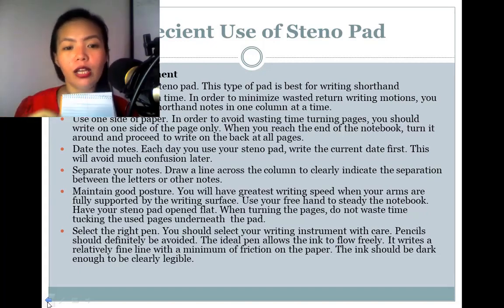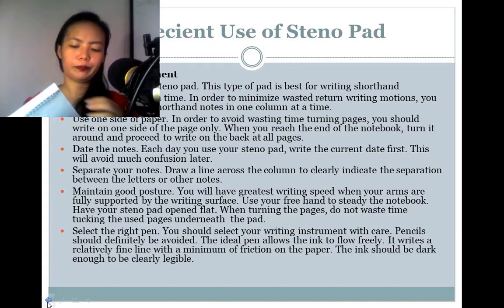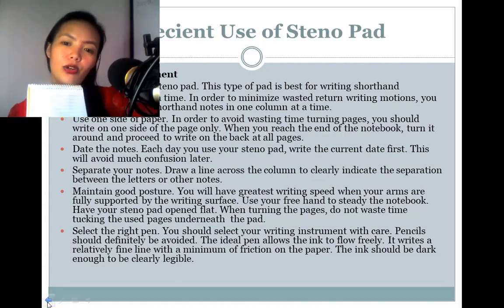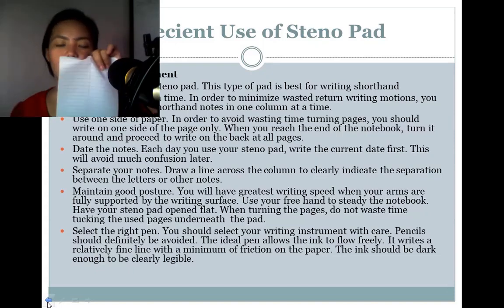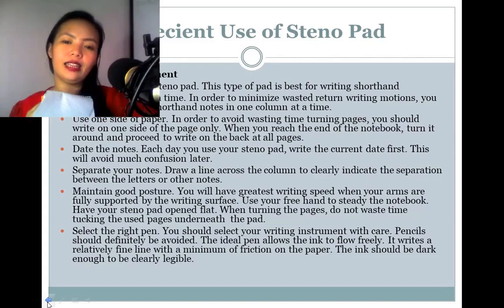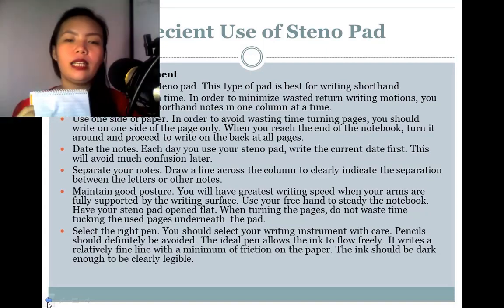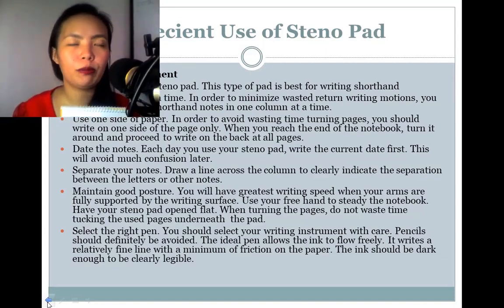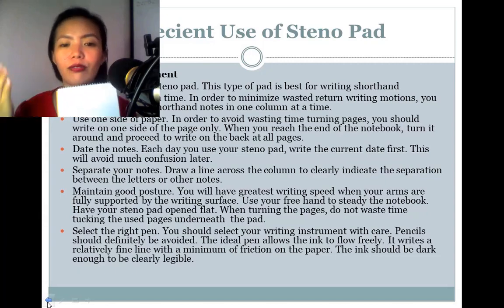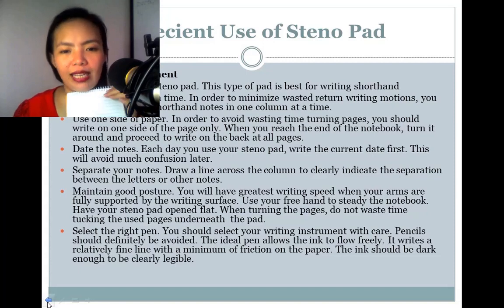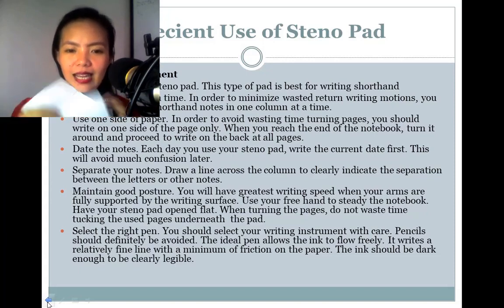Nakukuha po ba ninyo? So, ang ibig sabihin is, let's say, this is your right side. And this is your back side. Sige, ulit. Front side and your back side dito sa likod, right? So what your module is trying to say is that you have to write on the right side first. All of the right sides. Tapusin mong sulatan lahat ng right sides, dito lahat sa right side.